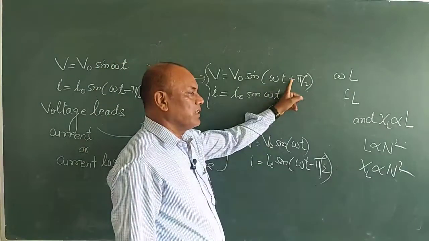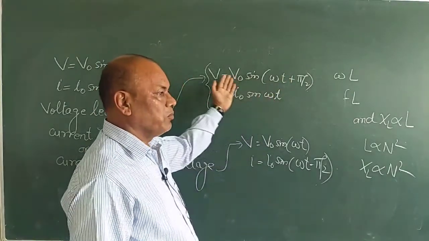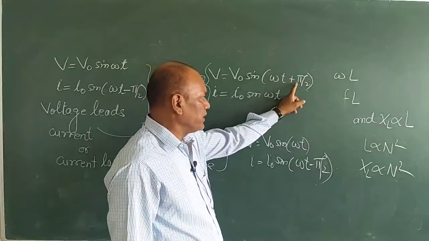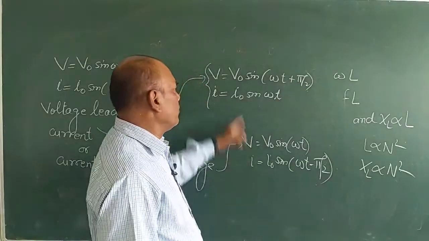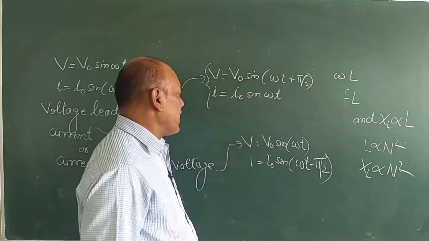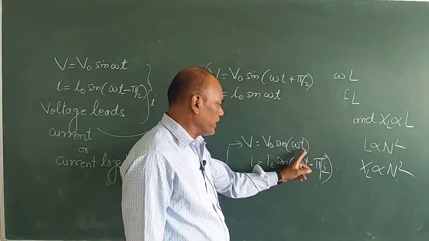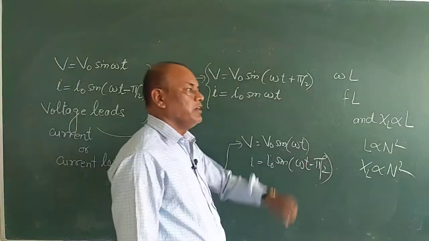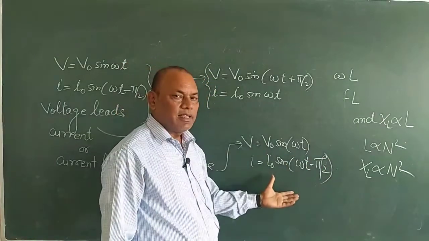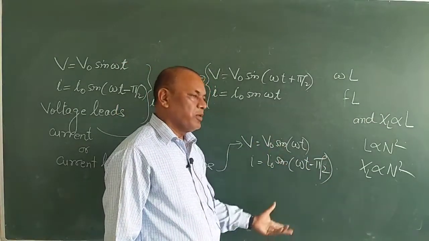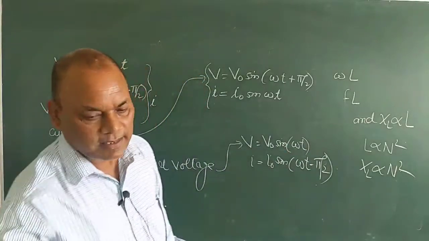So in this equation there is a phase difference between voltage and current, that is plus pi by 2. So voltage leads current, and in this case there is a phase difference between voltage and current of minus pi by 2. So we can say that current lags behind the voltage.